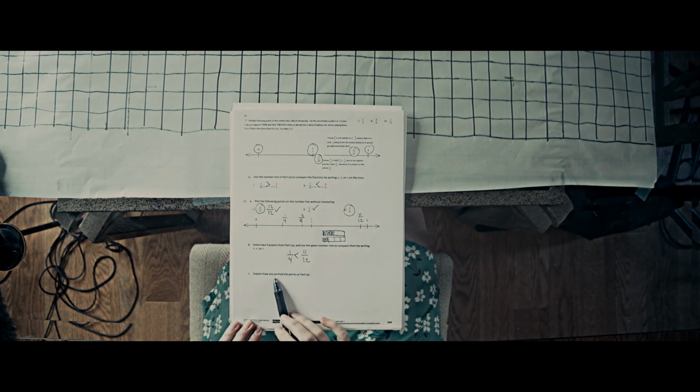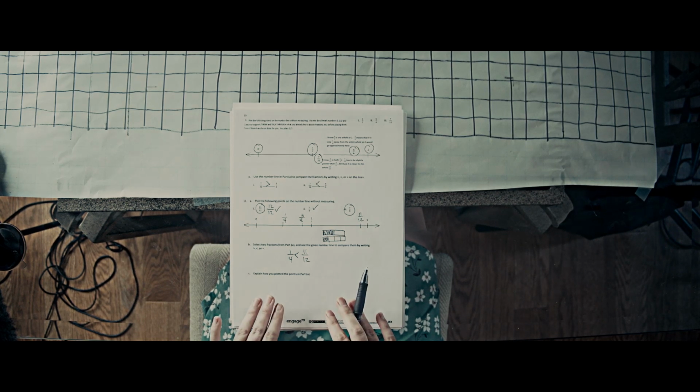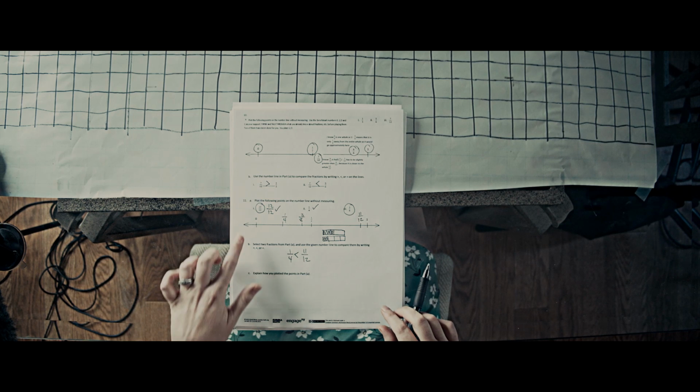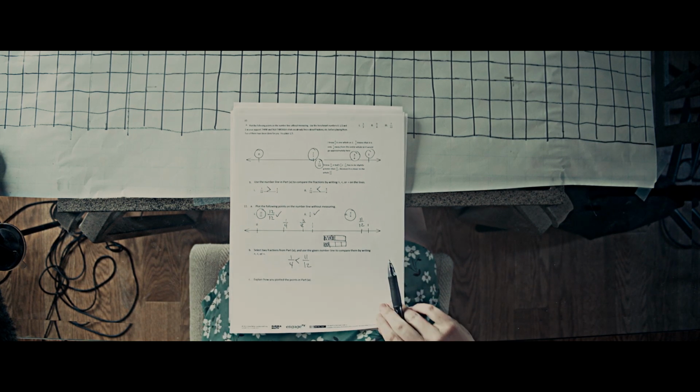C says explain how you plotted the points in part A. So you're going to explain that in your own words. What did you do? You might say that you compared the fractions to 1 whole or to 1/2, or that you looked at how close the numerator was to the denominator. I want you to explain there in your own words how you did that part.